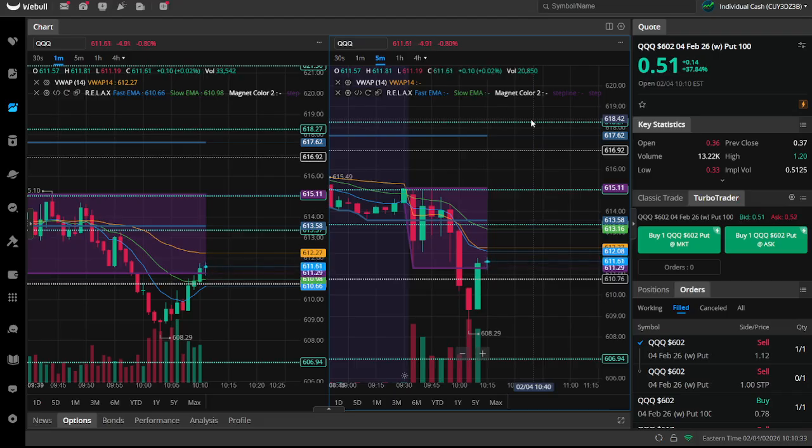I'll watch this for a few more minutes to see if this turns out to be a breakout and retest. That would be confirmed if the price drops back down below the 608.29 or the range of 610 anyway, and continues down towards 606.94.